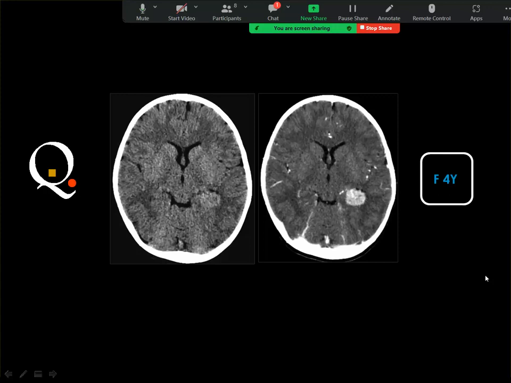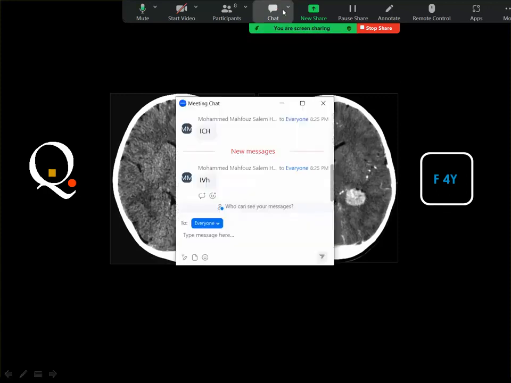The second case is a female child, 4 years old, and this is the pre-contrast CT scan and post-contrast CT scan.